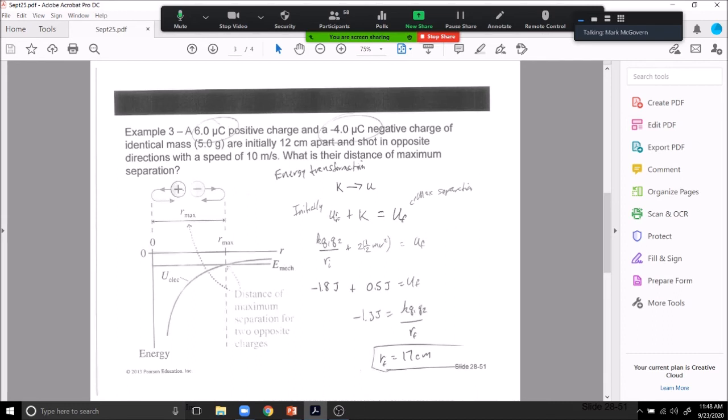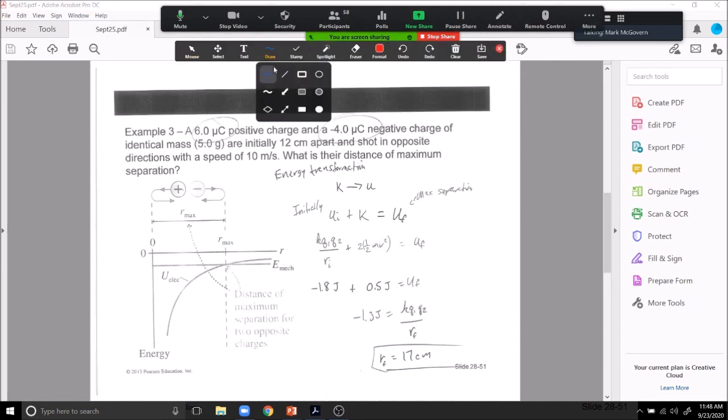So our energy conservation is going to look like this. We're going to have an initial potential energy and an initial kinetic energy. And then over here, it's your U final. I can write a K final here, but here's the thing with the K final: it is 0 at maximum separation. So what we're basically trying to figure out is what their max separation is.